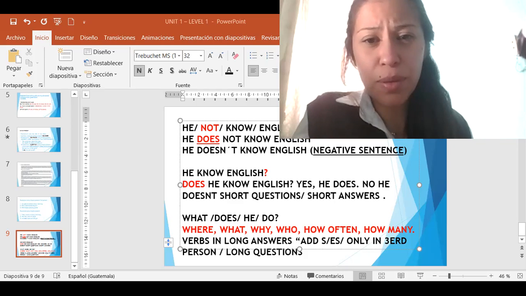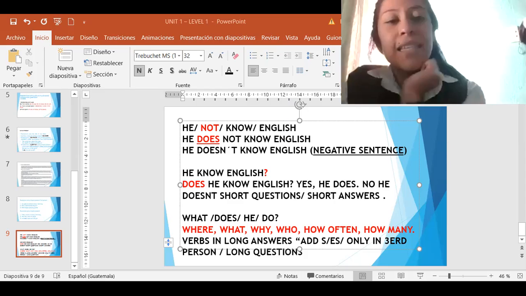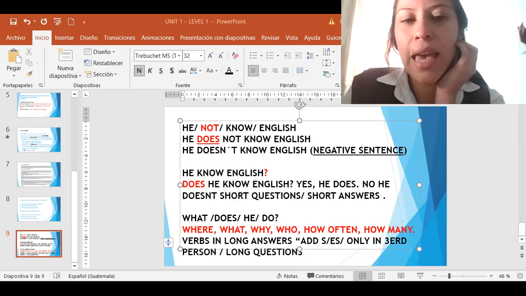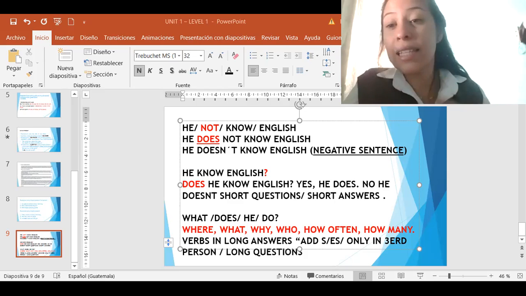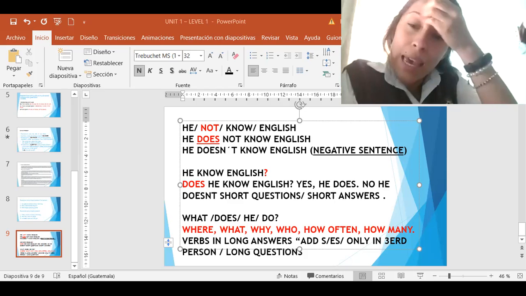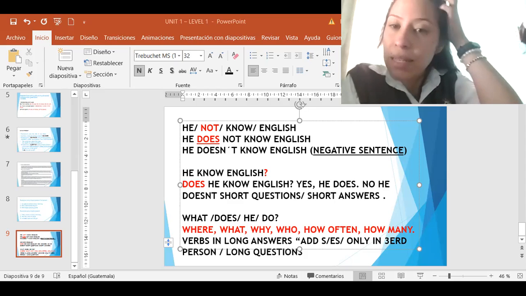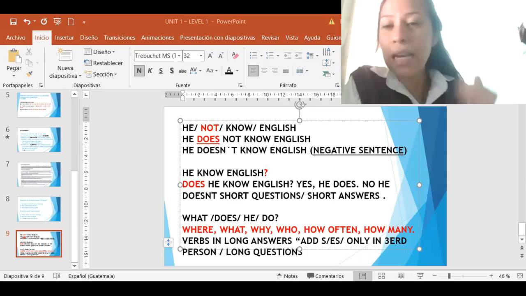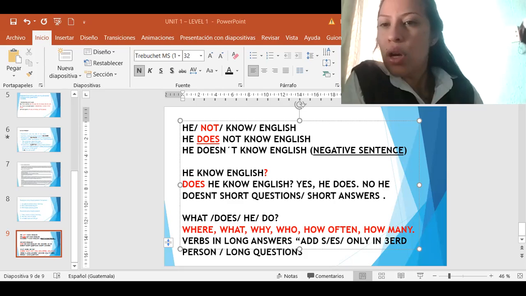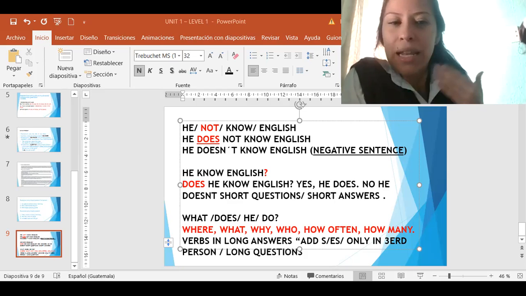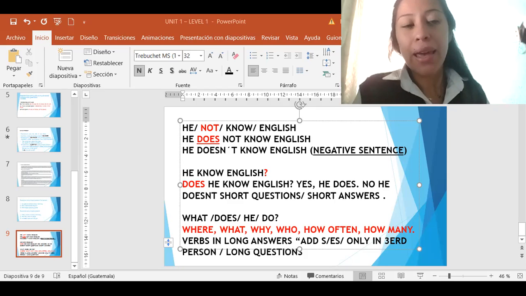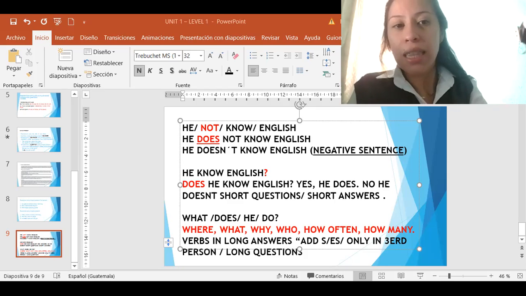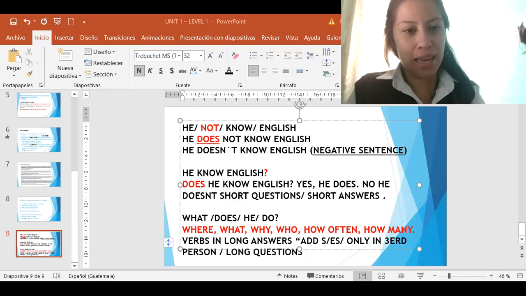acá tenemos también información importante que nos dice, the second item of comparison can be omitted if it is clear from the context. Es decir, puedo eliminar mi objeto final si dejo muy clara la comparativa con la que estoy haciendo. Acá tenemos unos ejemplos y dice, my house is larger than hers. Que mi casa es más grande que la de ella.